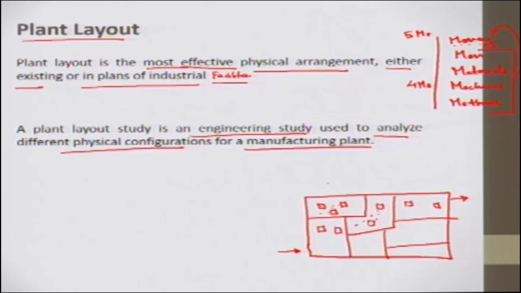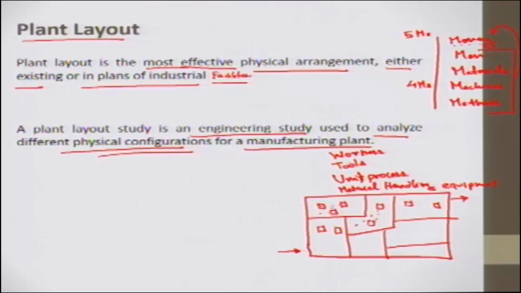unit is called unit process, or a unit manufacturing process. So these are physical configurations: unit process, material handling equipment, then consumable tools. Also I can put workers here. So these are all physical configurations.